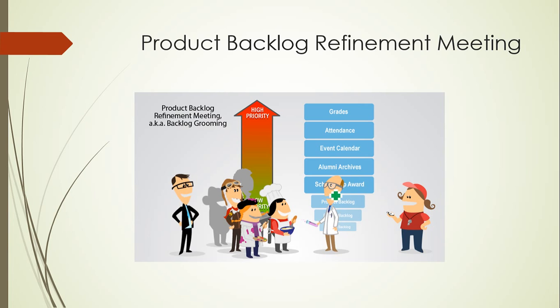Now we'll discuss the product backlog refinement meeting. This meeting is carried out once a week for the sprint, so 2 times a sprint. In my environment, I carry out this meeting usually on Thursday. In this meeting, the product owner, Scrum Master and development team are involved.